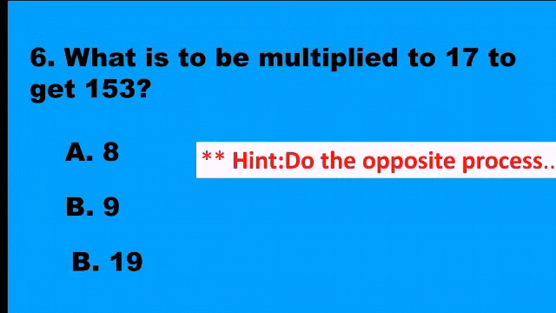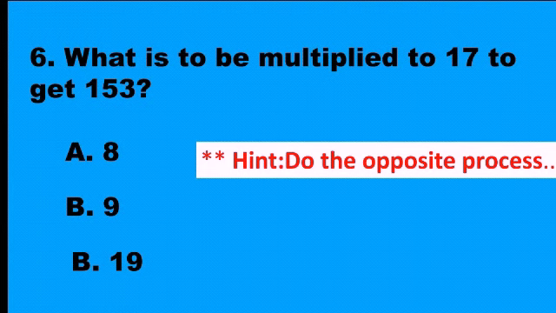Now it is our 6th question. What is to be multiplied to 17 to get 153? Option A 8, option B 9, and option C, it will be option C 19. So please make the correction. It will be option C 19.